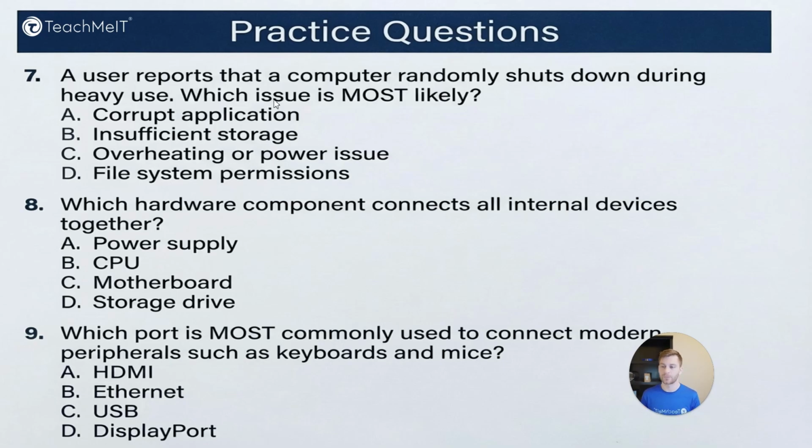Number 7, a user reports that a computer randomly shuts down during heavy use. Which issue is most likely? So a computer is randomly shutting down. That is most likely going to be overheating or a power issue. The reason why is a corrupt application shouldn't randomly shut your computer down. Insufficient storage should not shut your computer down. File system permissions should definitely not shut your computer down. Overheating of the computer definitely can. Or if it's a power issue, something with the power supply unit or PSU, that definitely can randomly shut down your computer.